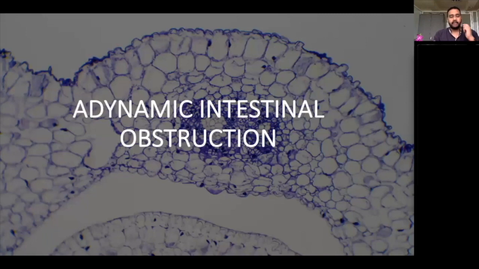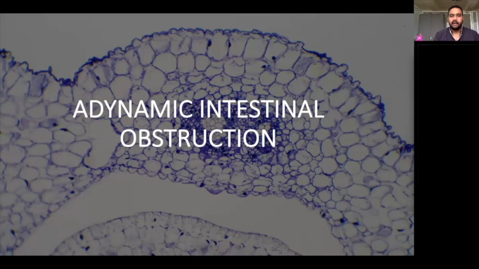Okay, so we'll start our discussion. Last time we discussed intestinal obstruction, and there are two types we discussed. One is the dynamic type of intestinal obstruction, and the other one is the adynamic intestinal obstruction. That is how we started.